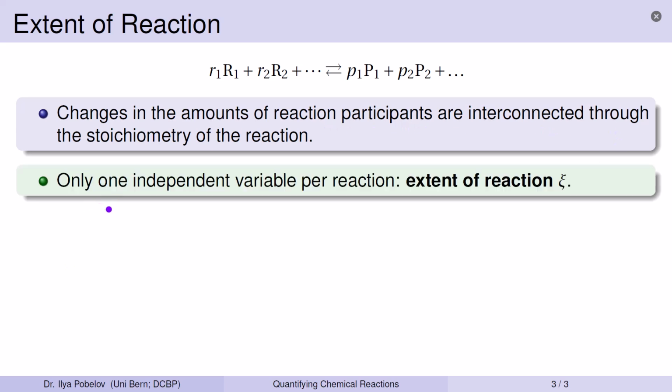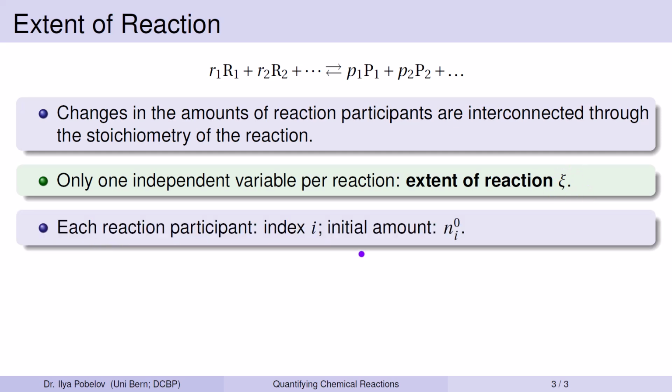For each chemical reaction, no matter how many substances are involved, there is only one independent variable. This variable is termed the extent of reaction and is represented by the small Greek letter xi. Very generally, we can refer to each reaction participant in formulas using an index denoted here as i. The initial amounts present in the reaction mixture at the start of the reaction are labeled by N_i^0.